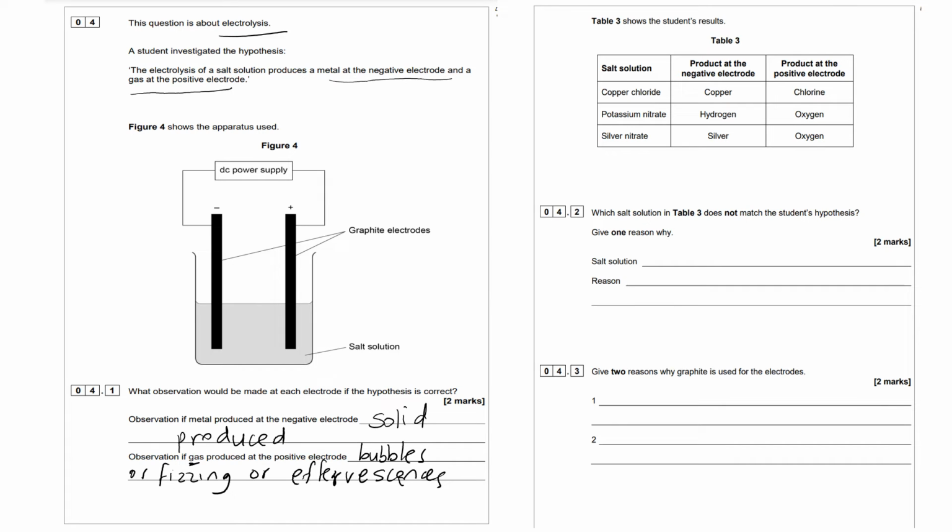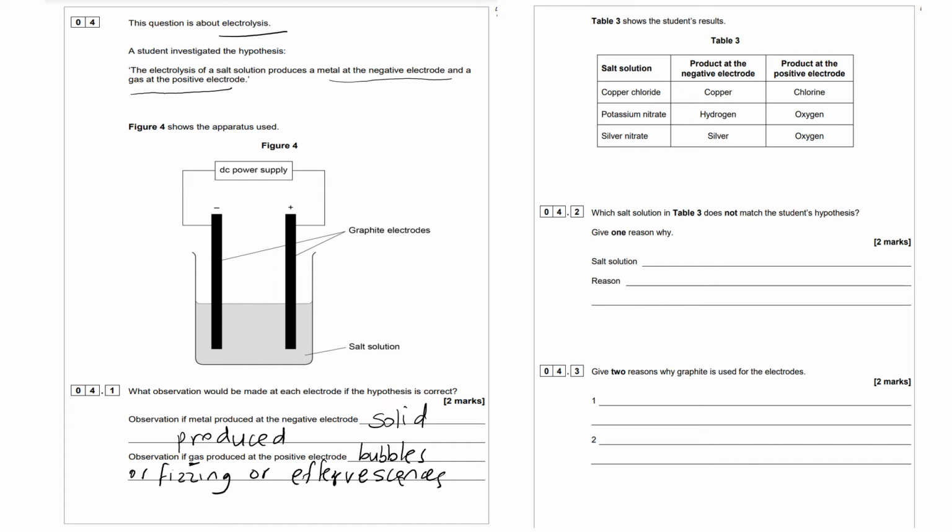In the table it tells you the results. If the salt is copper chloride, you got copper and chlorine, because remember, if you have a halide solution, you make the halide on the positive electrode. Potassium nitrate, you got oxygen and hydrogen because of the potassium being very reactive. And then in the final row you got silver nitrate, you're making silver, Ag+, which will go into the negative electrode, and then the oxygen from the solution, because it's a salt solution, and you make oxygen.